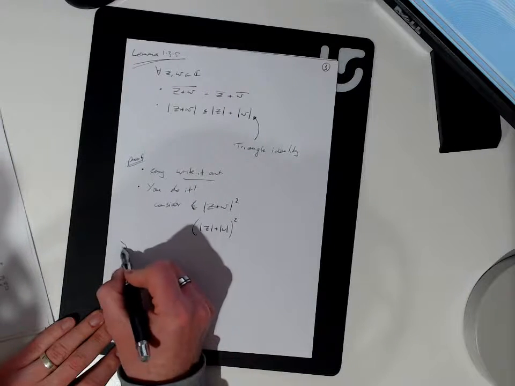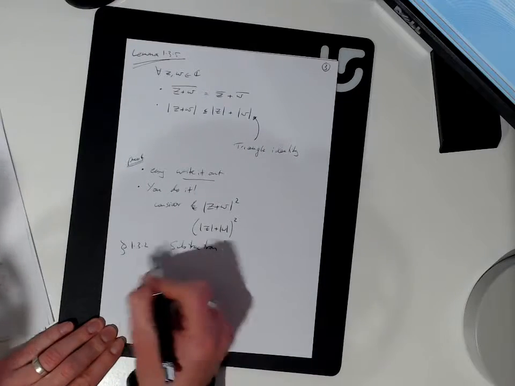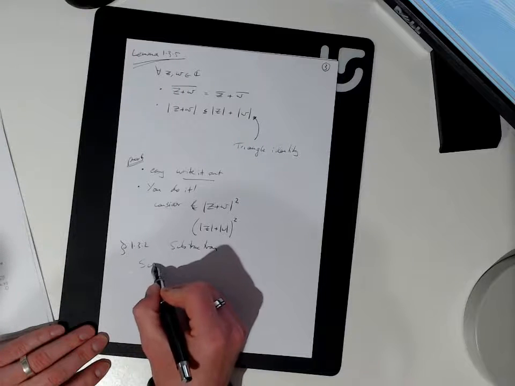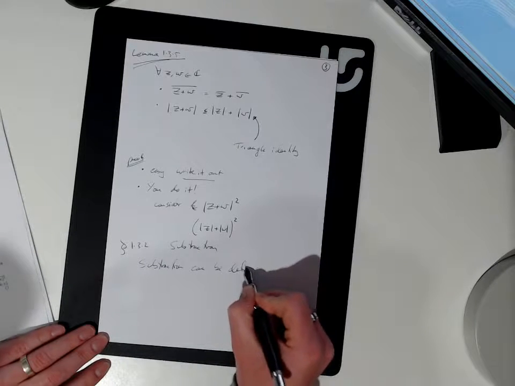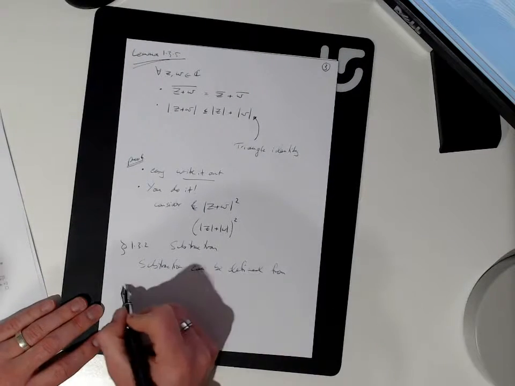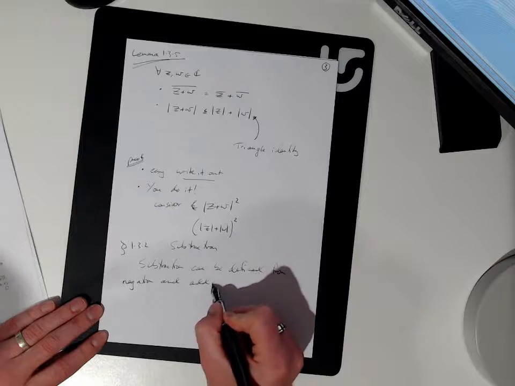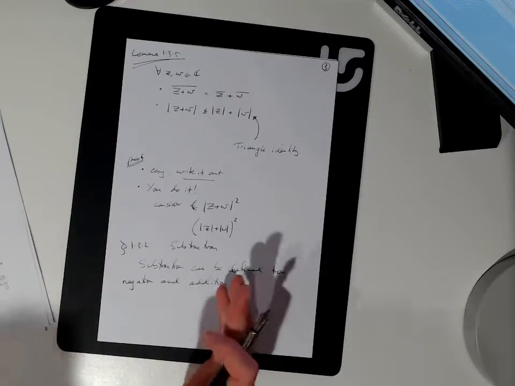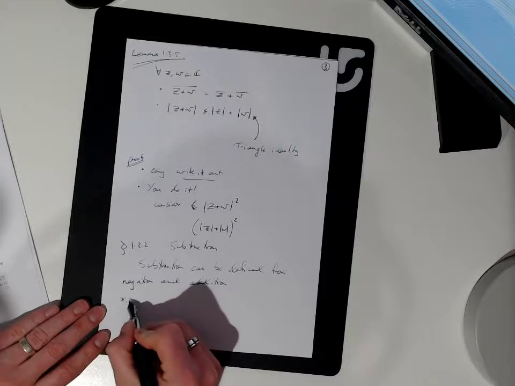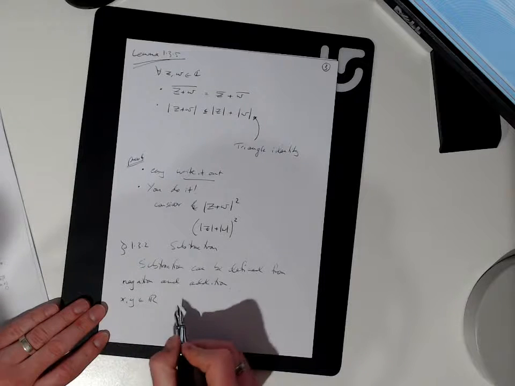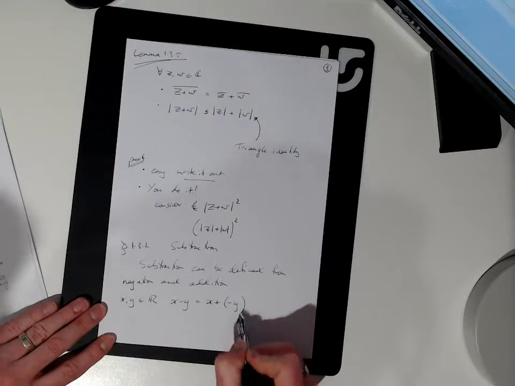So, on to section 1.3.2, subtraction. Okay, so a little bit of a digression. Subtraction can be defined from negation and addition. Or at least if we want the rules to follow our perceived idea. So what I mean is that if we have x and y in the real numbers, then x minus y is equal to x plus the negative of y.